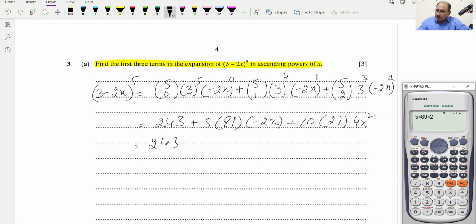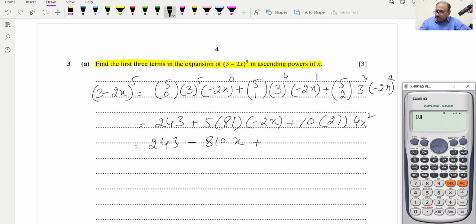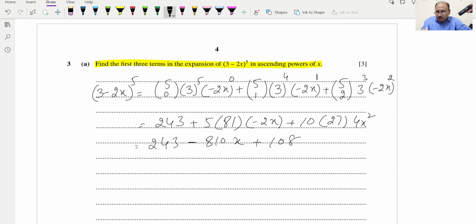It should be 81 over here, and due to the minus sign it will be minus 810x. Plus 10 into 27 into 4, which is equal to 1080 x squared. This is the answer for the first three terms in the expansion in ascending powers of x.